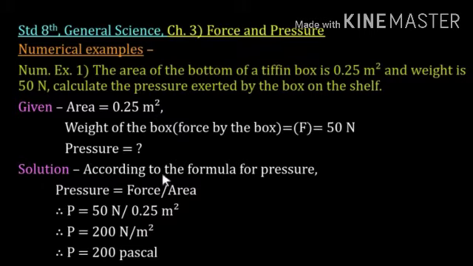Solution: according to the formula for pressure, pressure is equal to force divided by area. Therefore, P is equal to 50 Newton divided by 0.25 meter square. This 50 divided by 0.25 is equal to 200, and Newton per meter square means Pascal. Therefore, the pressure exerted by the tiffin on the shelf will be 200 Pascal.